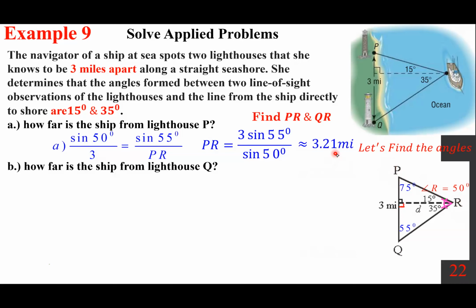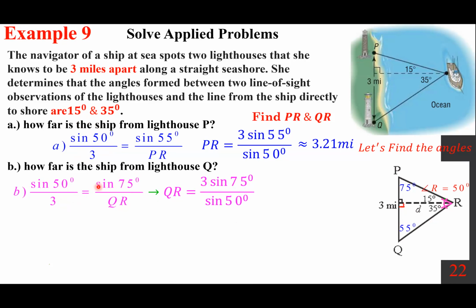To find QR, we are going again to use this one, which is known, sine of 50 over 3 equals sine of 75 degrees over QR. So we use the same one because this is known. Therefore, QR is the product of these two, 3 sine 75 divided by sine 50. 3 times sine of 75 divided by sine of 50. And again, we use a calculator.